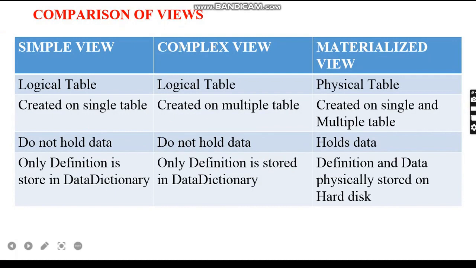Again I am repeating it. A simple view is a logical table, a complex view is again a logical table, a materialized view is a physical table. A simple view is created on a single table, a complex view on multiple tables, a materialized view on single and multiple tables. Simple and complex views do not hold any data, while a materialized view holds the data. For simple and complex views only the definition is stored in the data dictionary, and for a materialized view the definition and data are physically stored on the hard disk. So this is what a view is in the database.